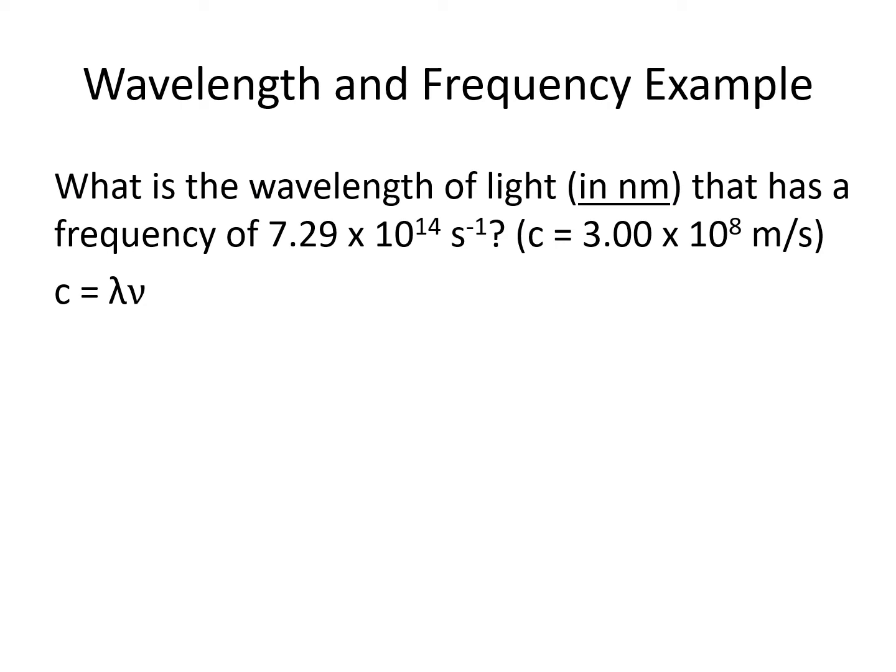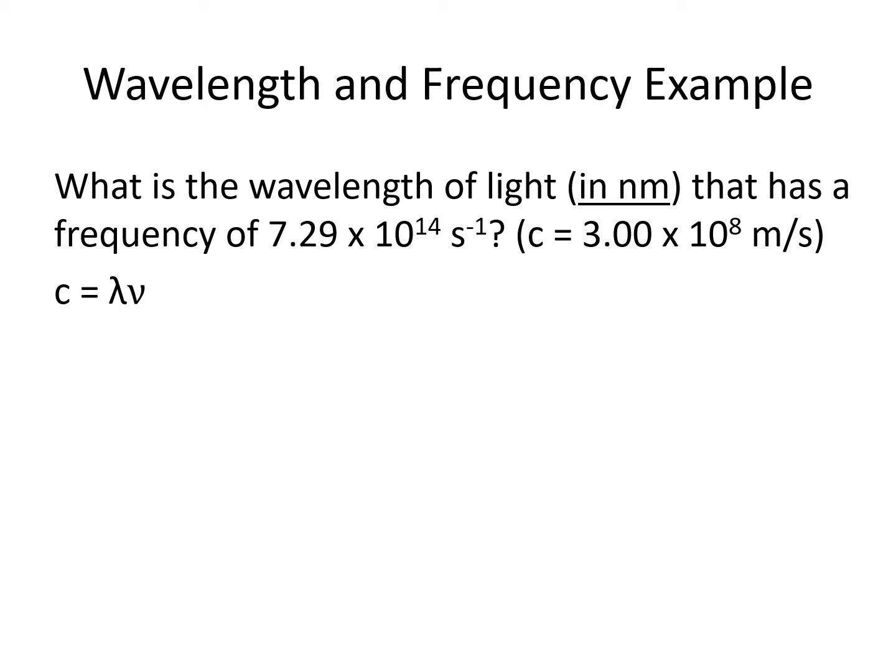We can use the equation c equals lambda nu to solve for either wavelength or frequency. In this example, we are asked to find wavelength of light in nanometers that has a frequency of 7.29 times 10 to the 14 per second. You are given the speed of light, which is 3.00 times 10 to the 8 meters per second. You will not need to memorize it. You do need to memorize equations, like c equals lambda nu. The equations you need to know are listed at the bottom of the study guide for each chapter.